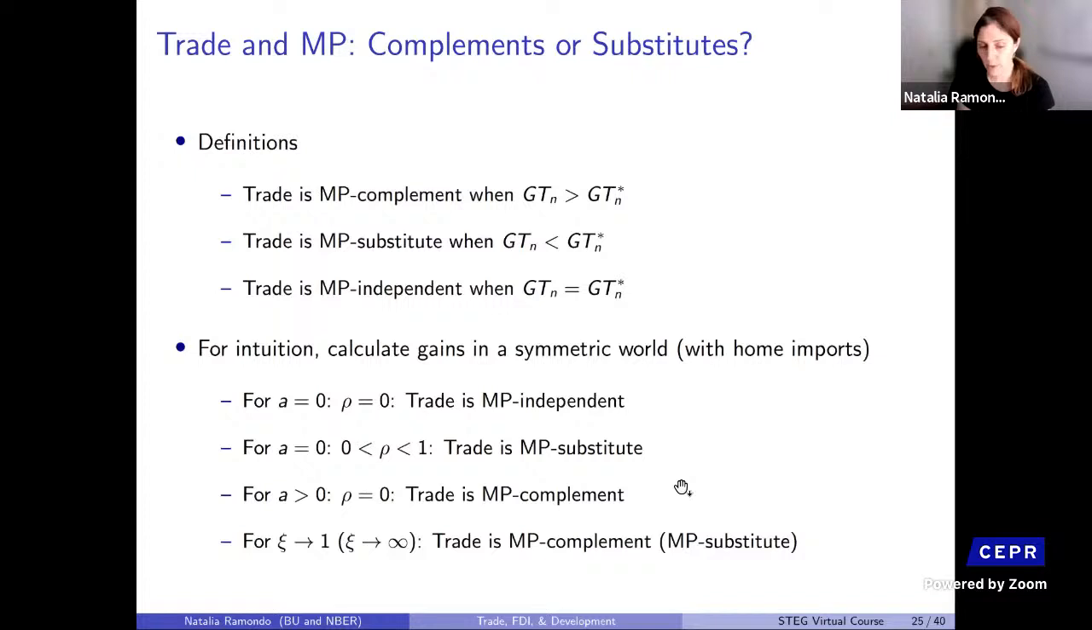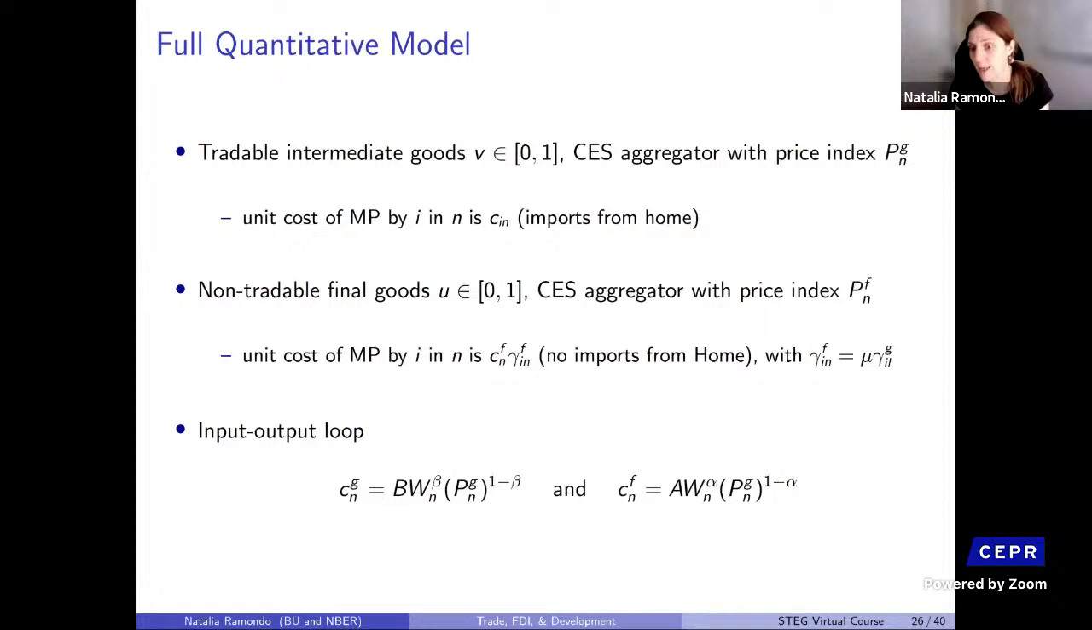And then the calibration of the model was telling us where we were, okay? But there were no bells and whistles. So we added a bunch of bells and whistles to the model to make it more quantitative. We had only tradable goods, we added non-tradable goods, we added intermediates. We added the input-output loops that are very common in the trade literature, et cetera.